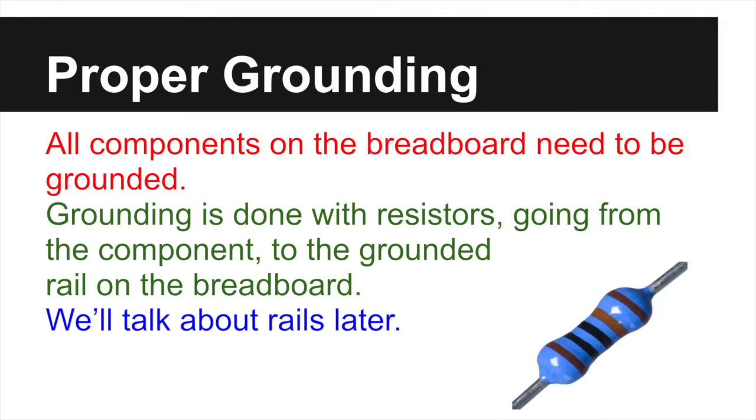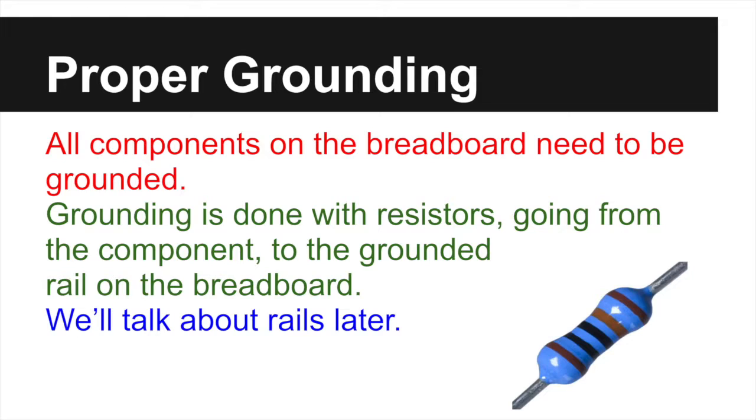Alright, so one of the second most important things to get out of this class is that first sentence you see there at the top. And usually I have the students repeat this after me because it's so important. Write this down. If it's one of the only things you get on that paper, it needs to be this first sentence. All components on your breadboard must be grounded. If they're not grounded, they're not going to work properly. Grounding is done using resistors, which you can see in the lower right-hand corner of the screen. So the resistors go from the component that you want to ground to the grounded rail on the breadboard. And we're going to talk about the breadboard and what the rails are in a minute.